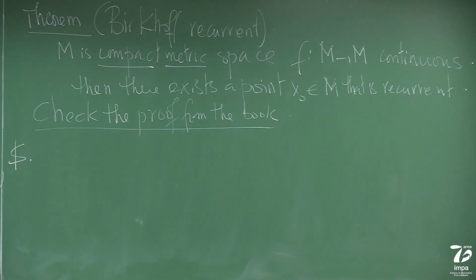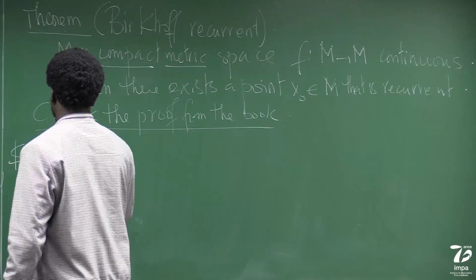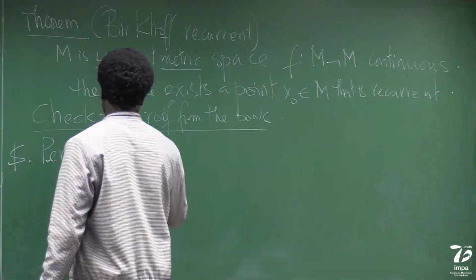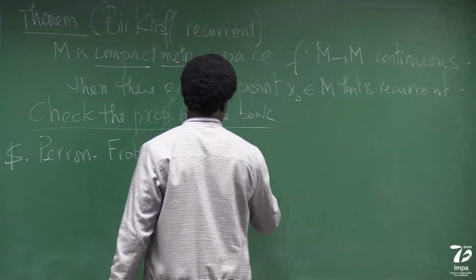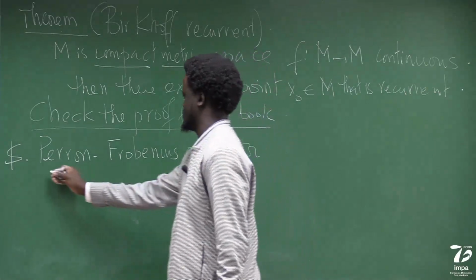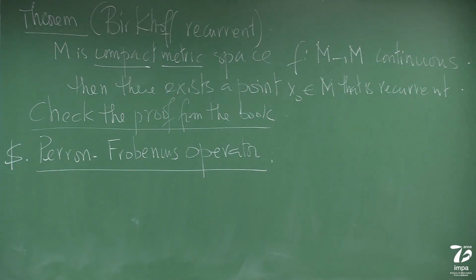So I want to do it here. Perron-Frobenius operator. So I will do this for a specific system, which are the full branch maps. So this is something we will study in greater detail.